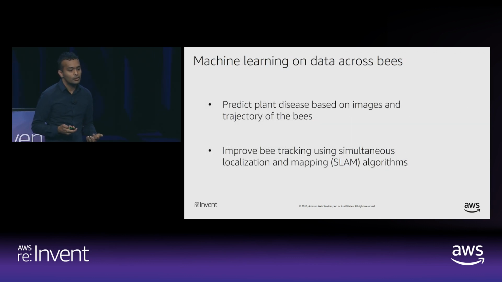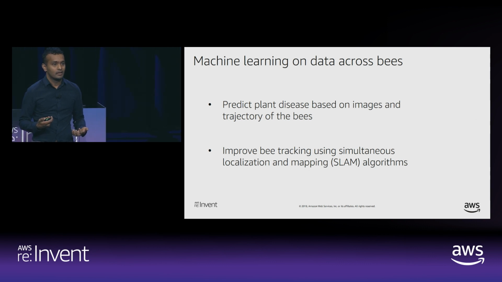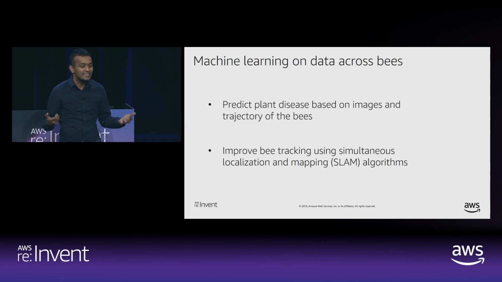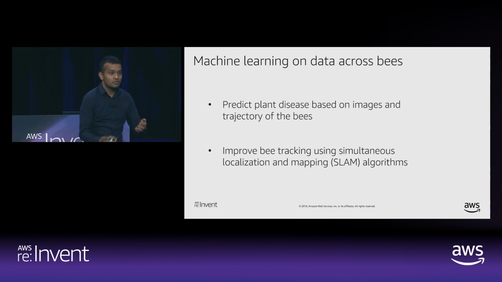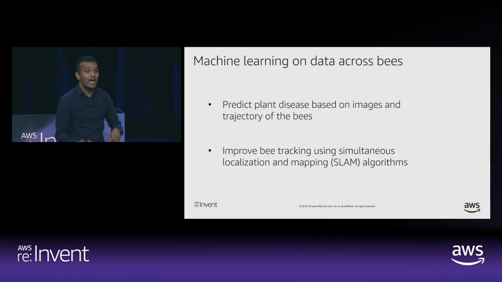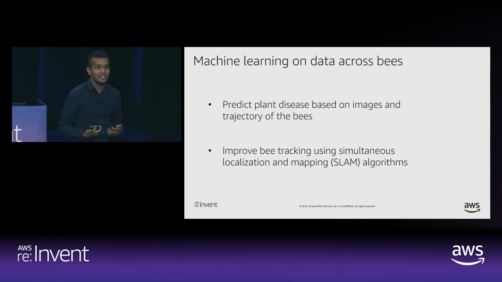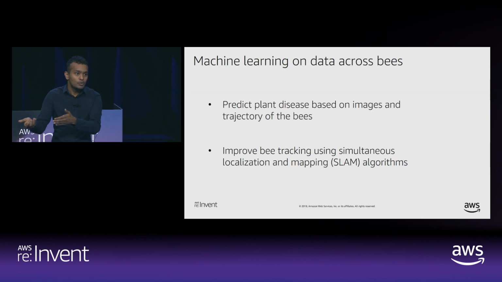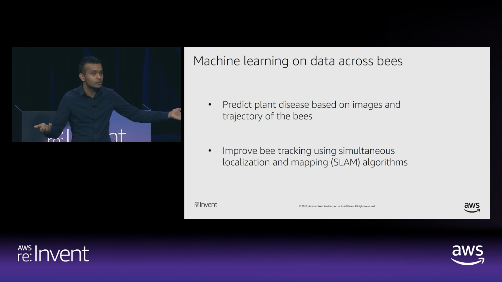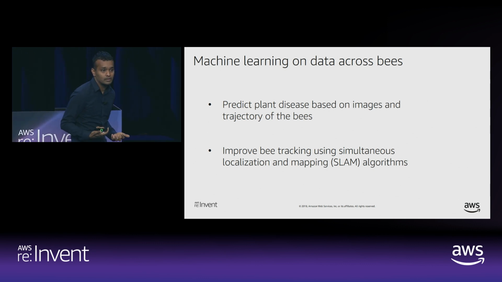For example, you can try to predict plant diseases if you get images where the bee is going close to the plant itself, and you can also figure out what's happening by trying to understand the trajectory of the bee itself. For example, if a bee is only focused on certain parts of the farm, you would know that something else is happening on the other parts of the farm. You can also get a pretty data-driven approach to understanding bee behavior.